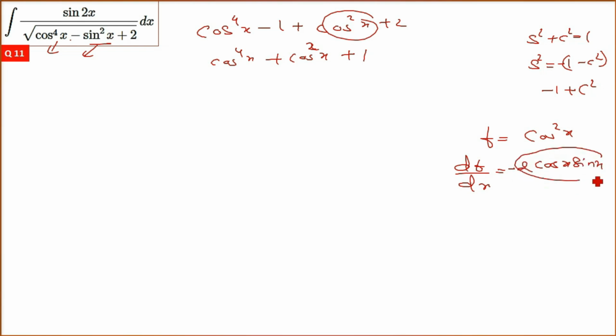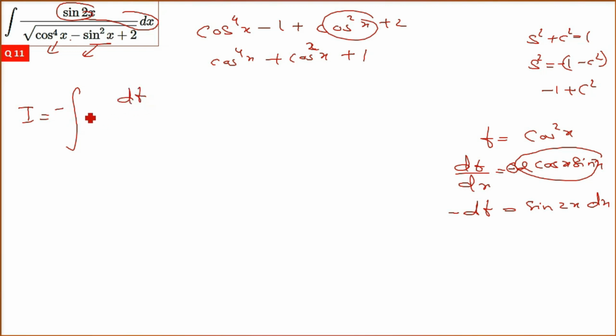2 sin x cos x will be sin 2x. We wanted this, remember? In the numerator it's sin 2x dx. This negative will come here, so it will be negative dt. So in terms of t, if we write the x terms, it will be negative outside dt for sin 2x dx under root. And I told you that we have already changed it into t form.